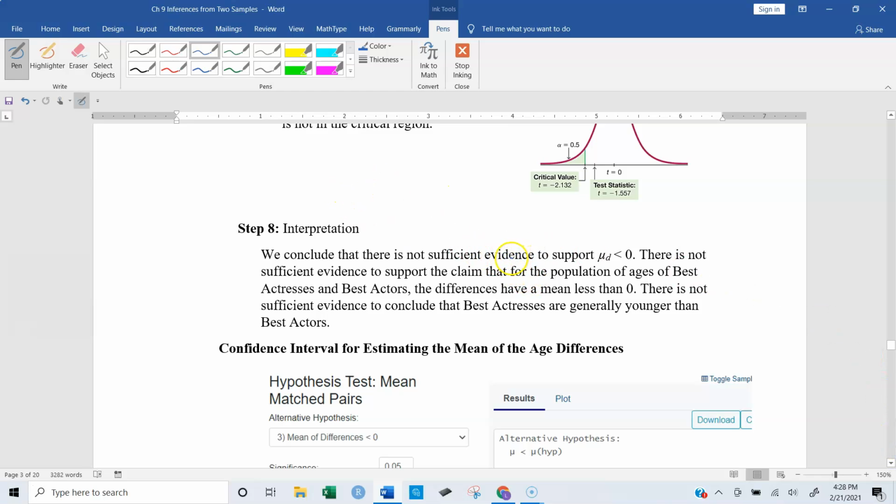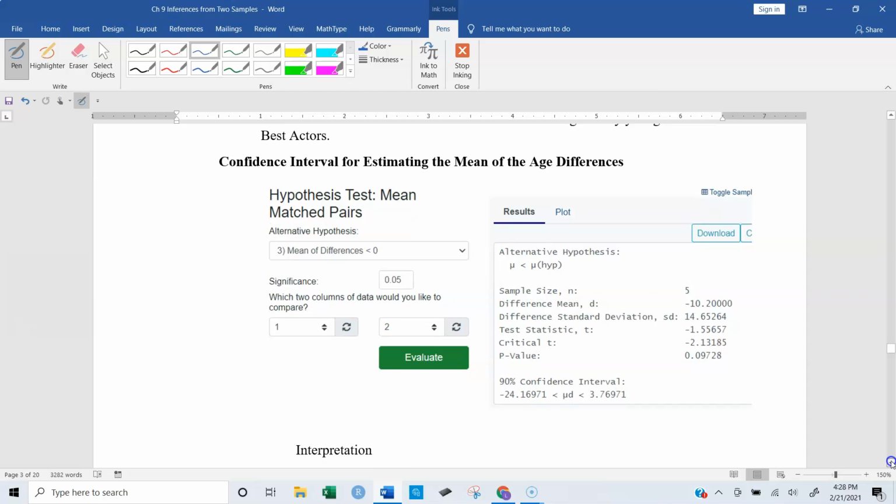If we fail to reject the null, there's not sufficient evidence to support the fact that the mean value is less than 0. So there's not evidence to support the claim that for the population of ages of best actors and actresses, the differences have a mean less than 0. This is not evidence to conclude that the best actresses are generally younger. It just says that we cannot do that. So don't forget this. This is just statistics.